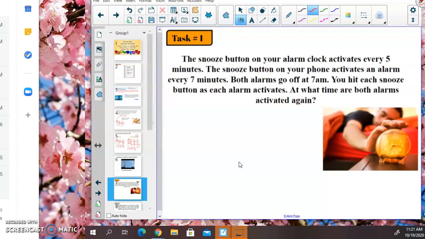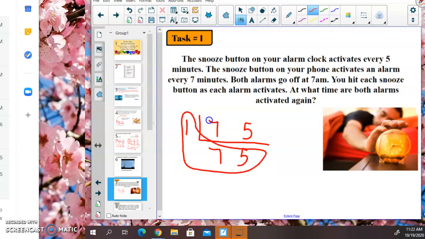At what time are both alarms activated again? Well, we would find the least common multiple of 7 and 5. There is no number that I can divide out of both 7 and 5 other than 1. So to find my least common multiple, I would multiply 1 times 7 times 5, which gives me 35. That actually doesn't answer the question, because it asks at what time both alarms are activated again. They would both go off again 35 minutes later, which would be 7:35 a.m.